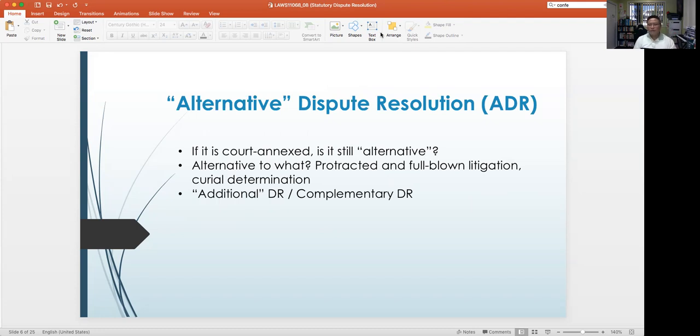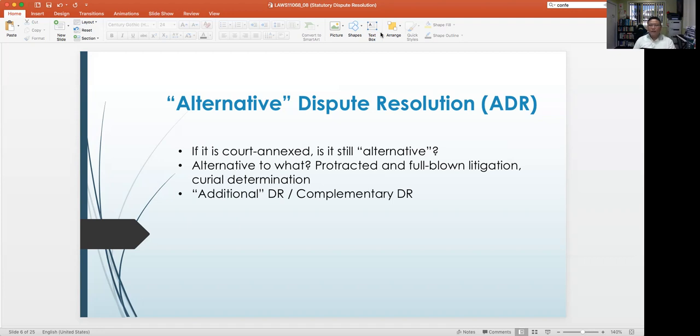Okay, so let's go back to that first point I raised earlier about the alternative dispute resolution processes. As I mentioned, if much of so-called alternative dispute resolution is actually annexed to the court or annexed to the tribunal, is it still really alternative? We need to clarify that. I think one way you can say that it's an alternative dispute resolution system is to say that it is an alternative to curial or judge determination, or an alternative to protracted and full-blown litigation.